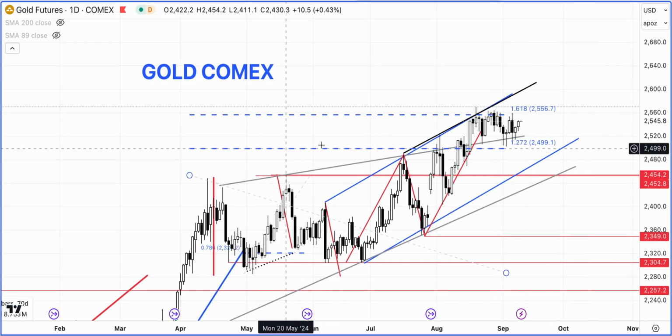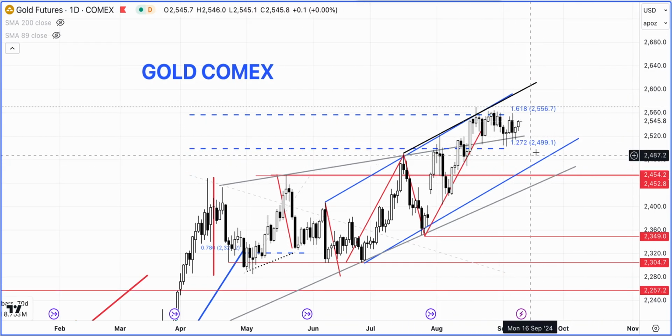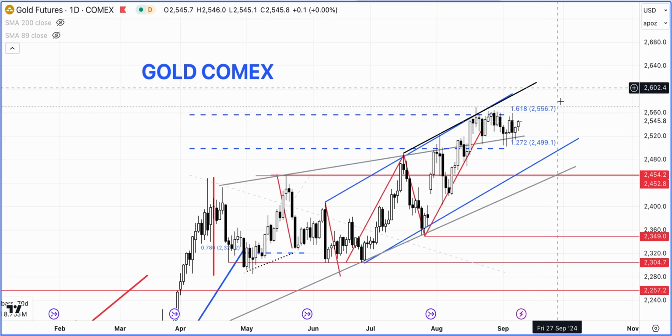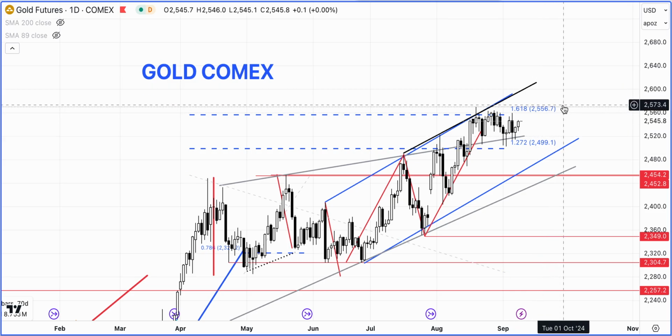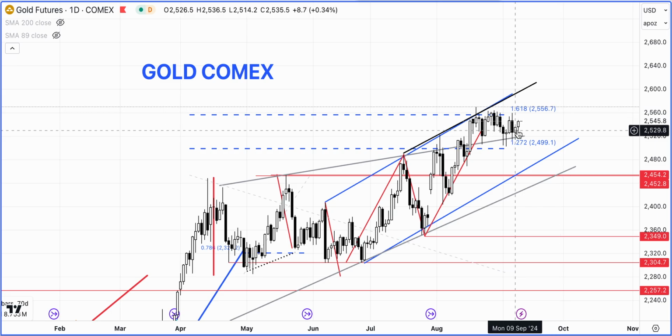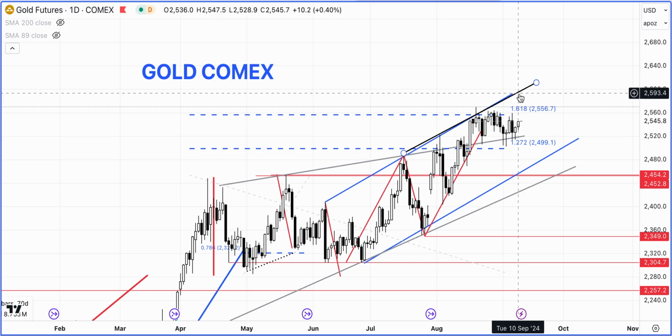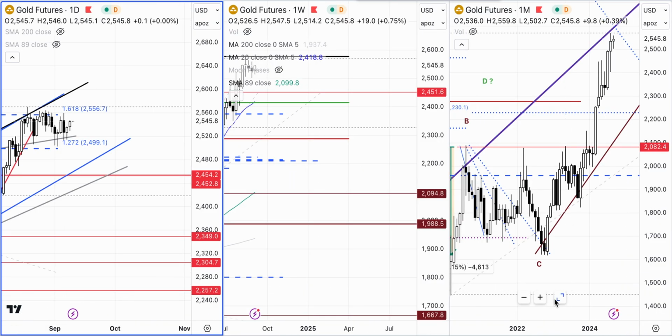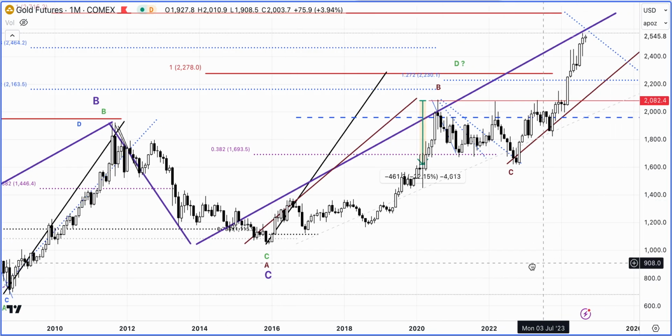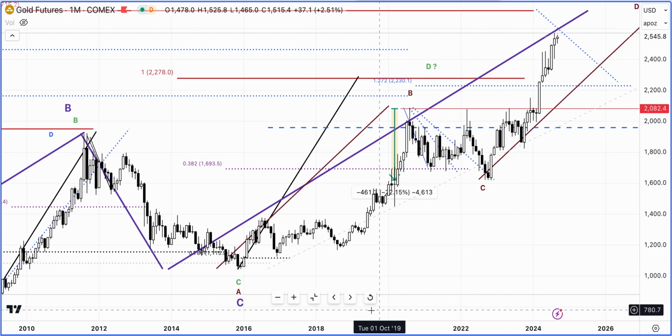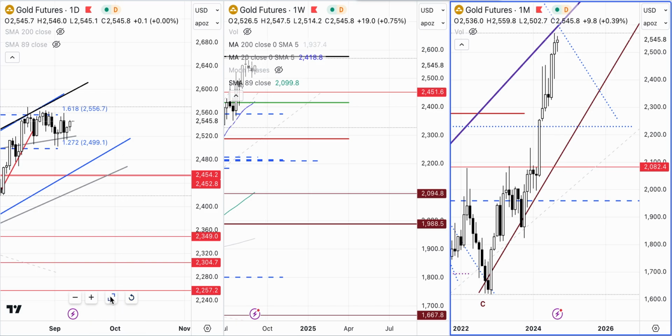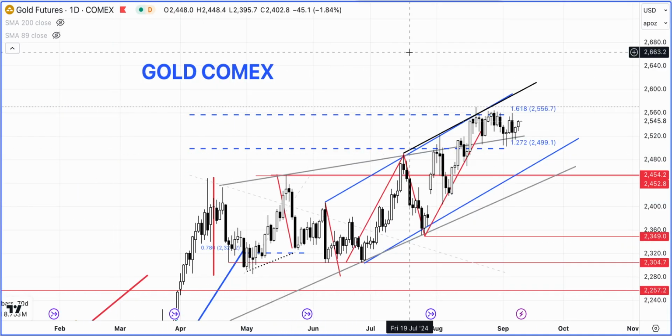And of course, with this market being still sideways but moving higher, the chances are, if the PPI data is softer, meaning that it shows the inflation pressure is actually receding, we could see a bounce up towards the 2600. Ultimately, we have a big pattern completion around the 2700 mark. So I think the market is slowly creeping up to that level. So this is for gold.